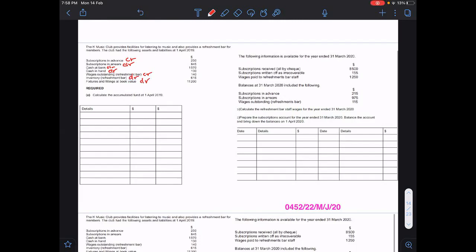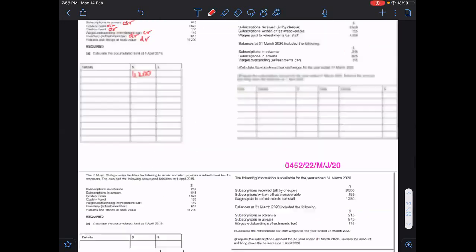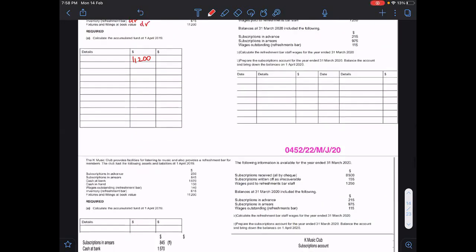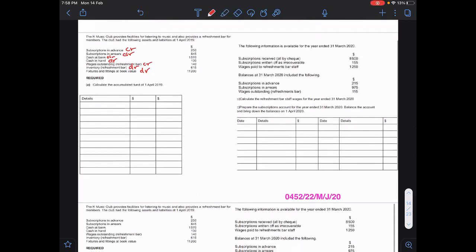Write the amount of all the debit items in the debit column. Direct amounts, the paper is tomorrow. First write the credit 250 in the first. Debit 845. Then 1570, 130, 140.